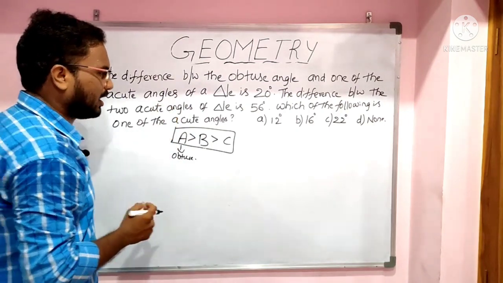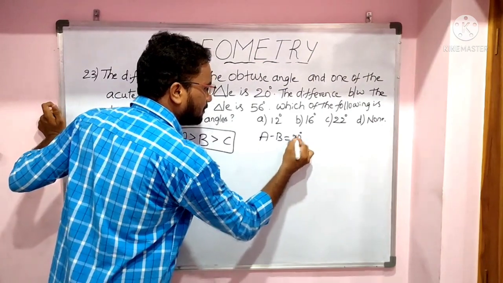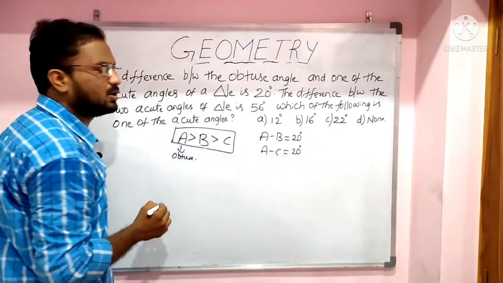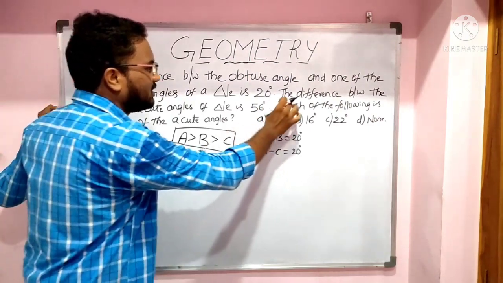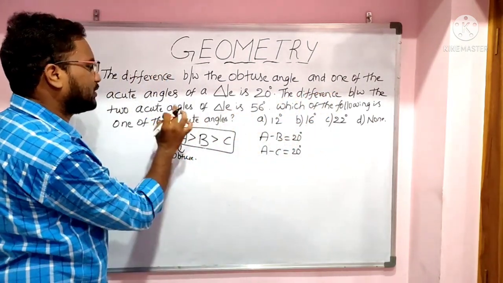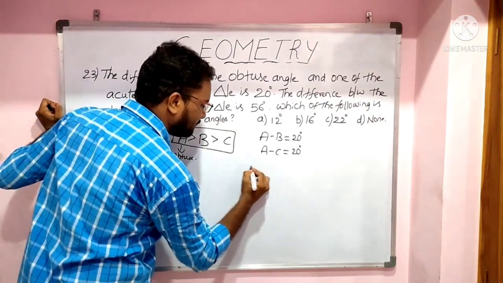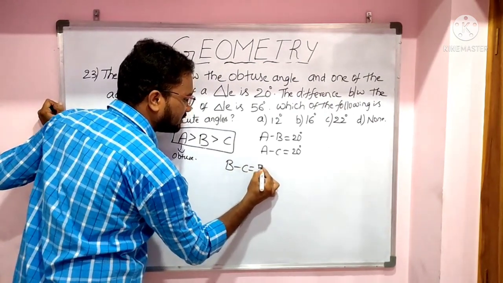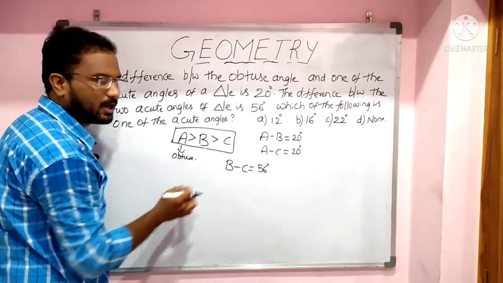So either A minus B equal to 20 or A minus C equal to 20. We need to find which. So he has given another condition: the difference between the two acute angles of a triangle is 56 degrees. Two acute angles means B minus C. So B minus C equal to 56 degrees.